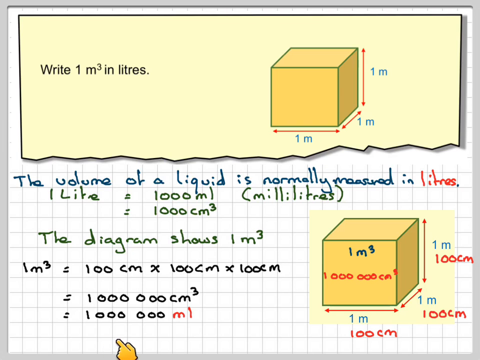Now, we know that to be 1 million millilitres because we've already established that 1 centimetre cubed is equal to 1 millilitre. Therefore, if we divide that by 1,000, then we get that 1 metre cubed is actually equal to 1,000 litres. Okay, this has been a video to show you how to write 1 metre cubed in litres.